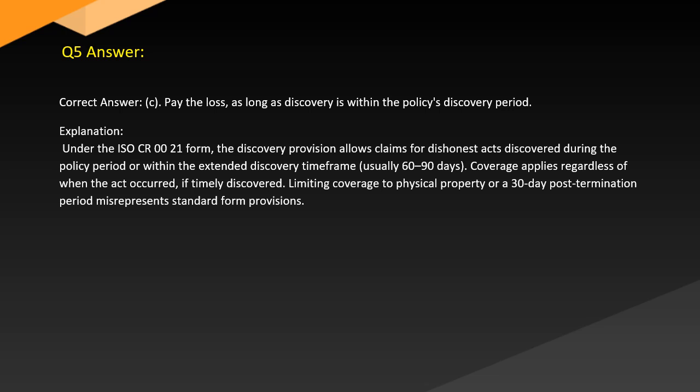Answer. Correct answer C. Pay the loss as long as discovery is within the policy's discovery period. Explanation. Under the ISO CR 00 21 form, the discovery provision allows claims for dishonest acts discovered during the policy period or within the extended discovery timeframe, usually 60 to 90 days. Coverage applies regardless of when the act occurred if timely discovered. Limiting coverage to physical property or a post-termination period misrepresents standard form provisions.